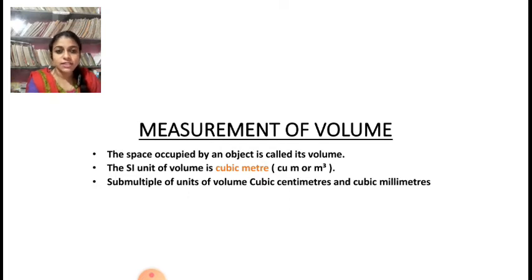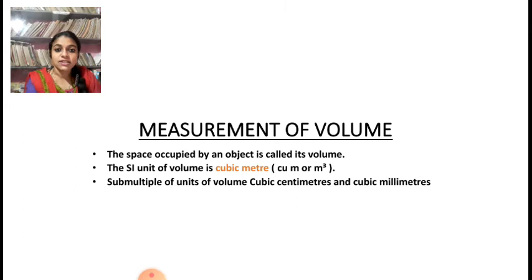Now we will start with the next topic, measurement of volume. First, we are going to discuss the definition, its SI unit, multiples and submultiples, then how to find the volume of regular solids and irregular solids. These are the things that we are going to discuss in this video. So let's get started.